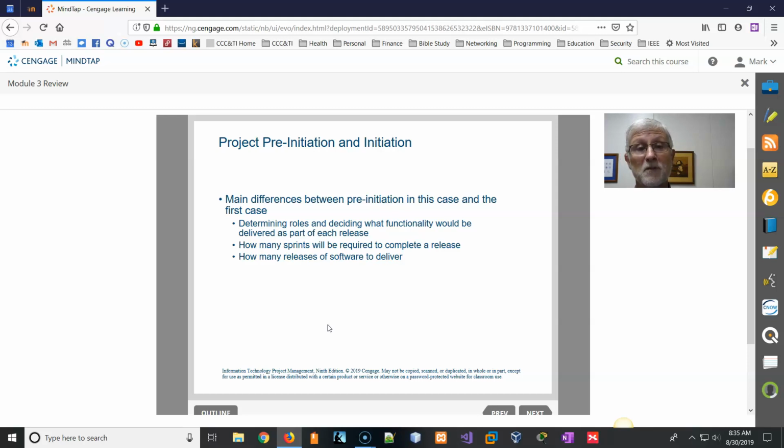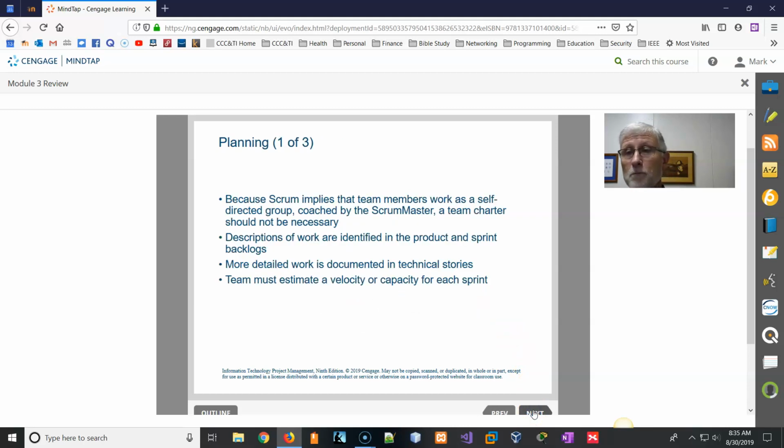How many sprints are going to be required to complete a release, and how many releases for the software to deliver? So those are probably more of the pre-release stuff we're going to decide. Now, on the planning side, because Scrum implies team members work as a self-directed group, the Scrum Master team charter is really not necessary. Descriptions of work are identified by the sprint and the backlog. So who I have in the project depends on what's being done. Now, more detailed work is documented in what they call technical stories.